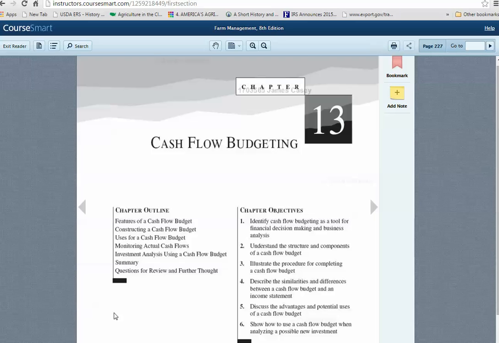This video is going to introduce you to the concept of cash flow budgeting. Please read Chapter 13 before you listen to this video or any of the other videos related to the cash flow budgeting. Please read that chapter first and then come back and listen to the videos. Do this in order. It'll make quite a bit more sense.